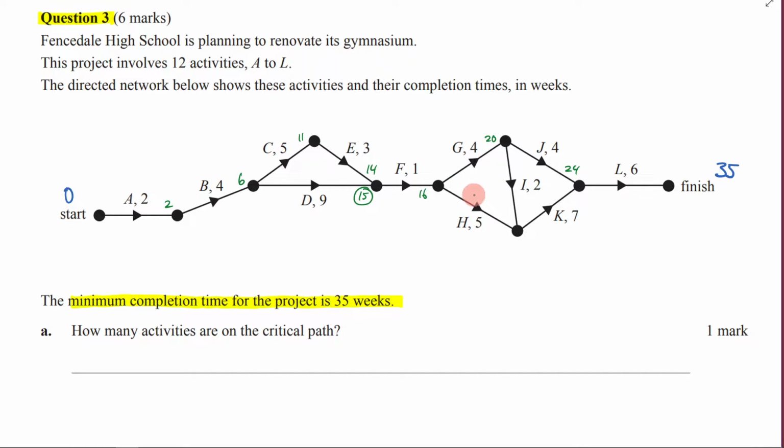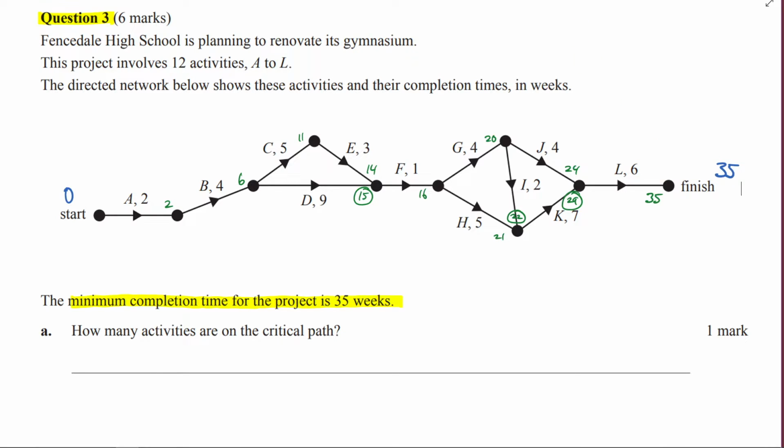Then I'm going to go 16 plus 5 is going to be 21. 20 plus 2 is going to be 22. 22 is my bigger number. 22 plus 7 is going to be 29. 29 is bigger than 24. 29 plus 6 is going to be 35. And that makes sense because we know that the minimum completion time is 35.